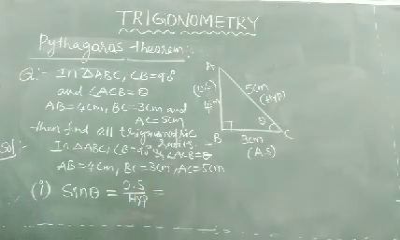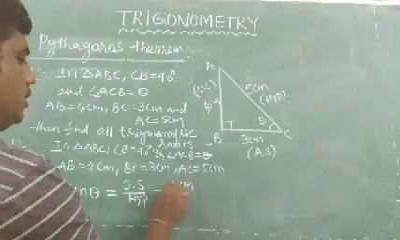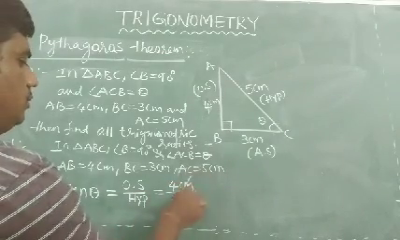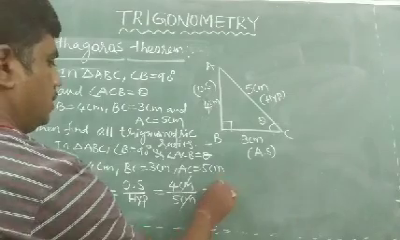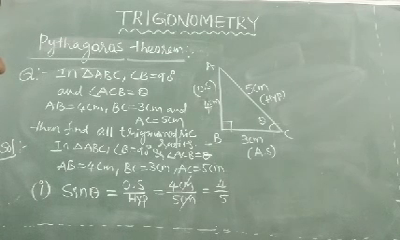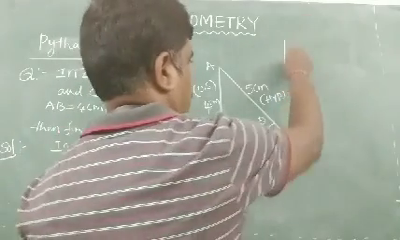So the ratio between opposite side to hypotenuse is called sin theta. The opposite side length is 4 centimeters, and the hypotenuse is 5 centimeters. Centimeter gets cancelled, so the answer is 4 by 5. So the first trigonometric ratio value is 4 by 5. In the same way we have to find the remaining trigonometric ratios.